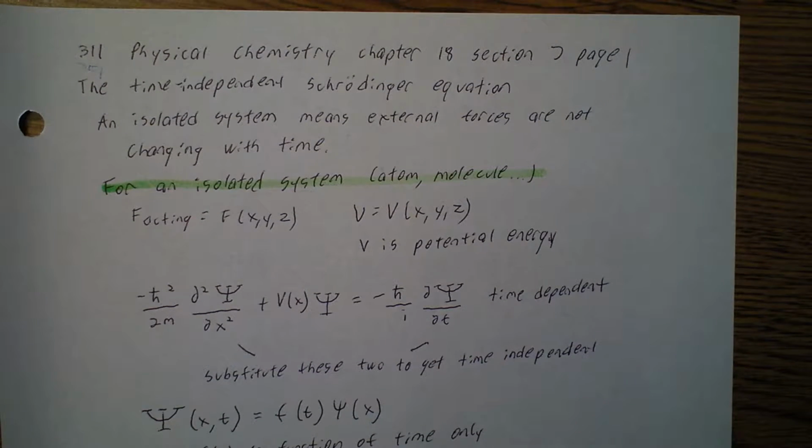Continue on physical chemistry. We're in chapter 18, section 7 now. Now we're going to talk about the time-independent Schrodinger equation. An isolated system means external forces are not changing with time.